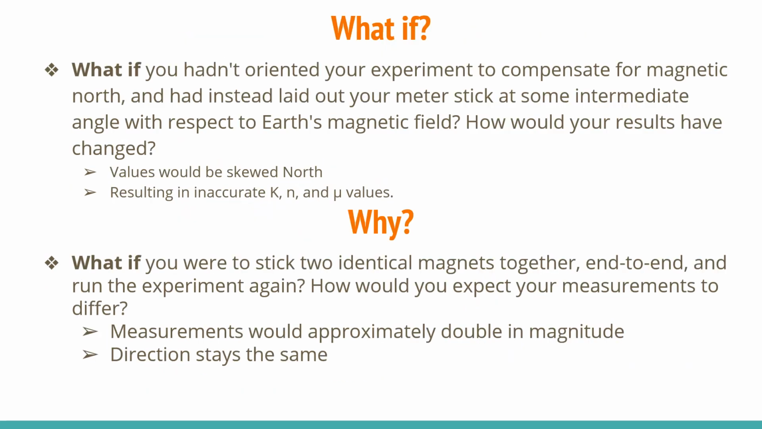If I hadn't oriented my experiment to compensate for magnetic north and had instead laid out my meter stick at some intermediate angle with respect to Earth's magnetic field, all of our values would be skewed north. This would result in inaccurate K, N, and mu values. If I were to stick two identical magnets together end to end and run the experiment again, all of the measurements would approximately double in magnitude but would stay in the same direction.